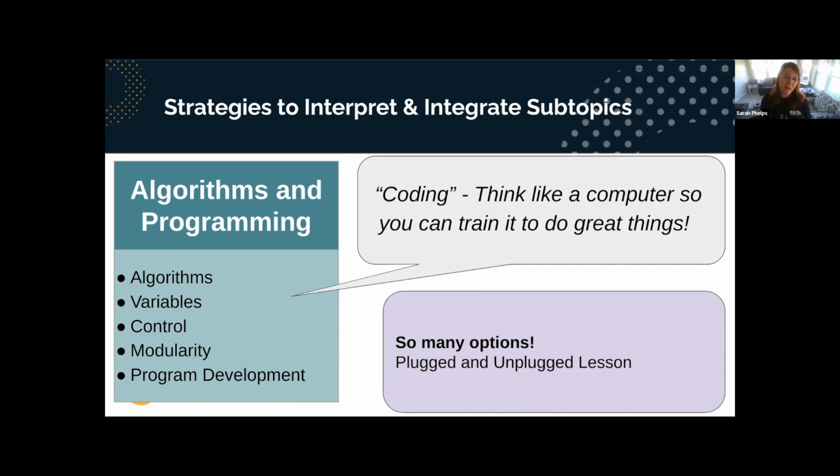You can actually teach algorithms and programming with a computer. That's what we call a plugged lesson. But there are also tons of unplugged lessons to support all these ideas too. And sometimes what is the most effective at teaching something that's unfamiliar, like programming, is to pair those plugged and unplugged lessons together. Introduce a concept with an unplugged lesson, and then show them how it works on the computer with a plugged lesson. And again, we'll look at some examples of that. We'll look at some resources for that.